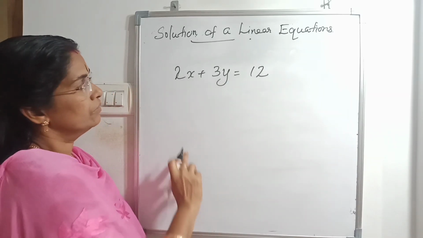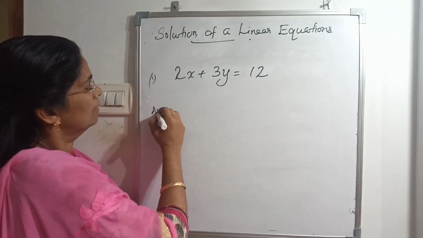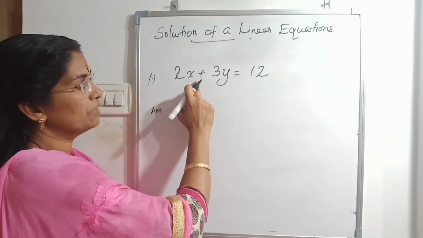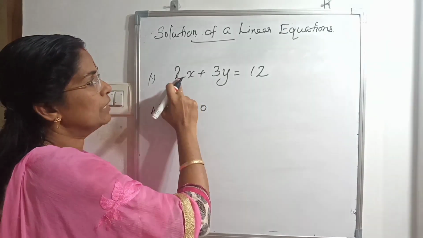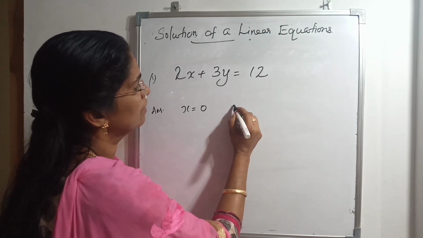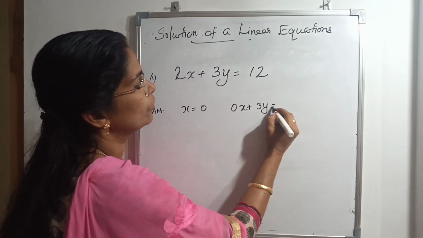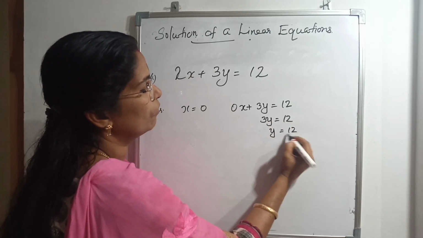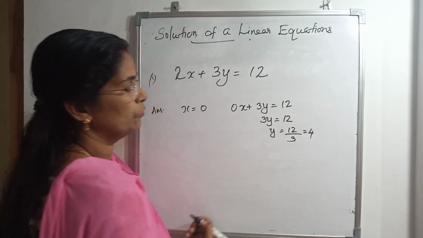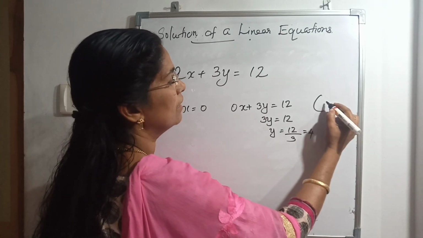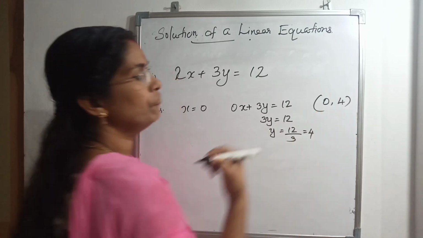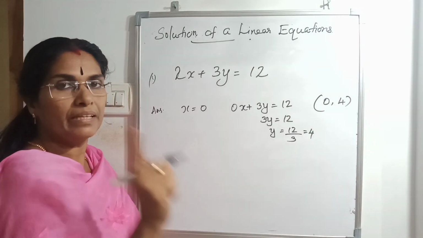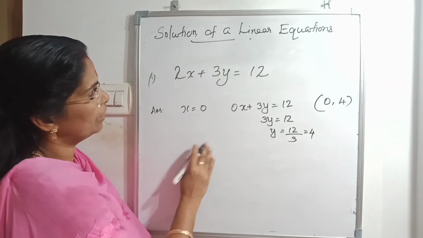Okay. The first simple method is, first put x equal to 0 in this equation. In the given equation we are putting x equal to 0. So this part will be 0, or we can write 0x plus 3y equal to 12, or 3y equal to 12 and y is equal to 12 by 3. What is 12 by 3? 4. So these are the two values, 0 and 4. When x value is 0, y value will be 4. That is one solution.